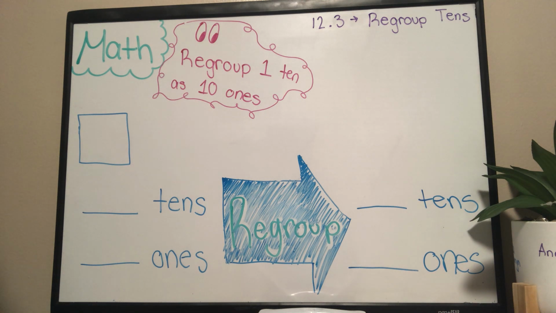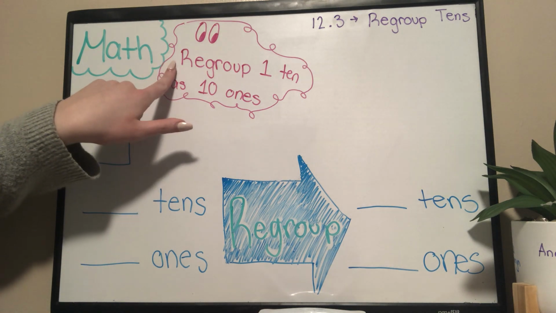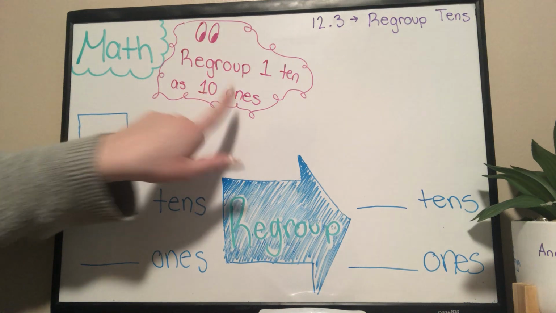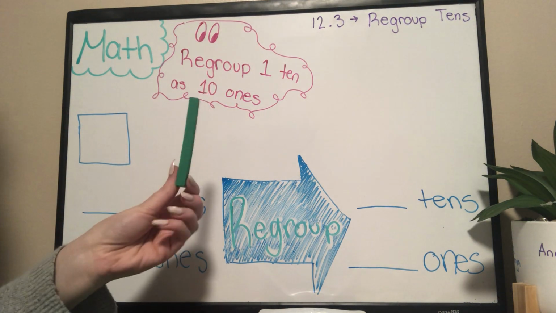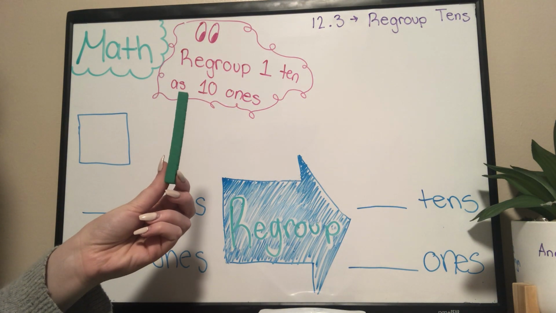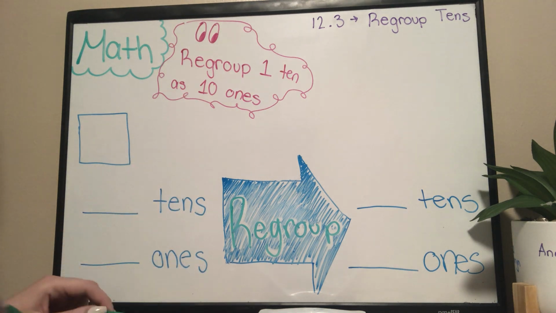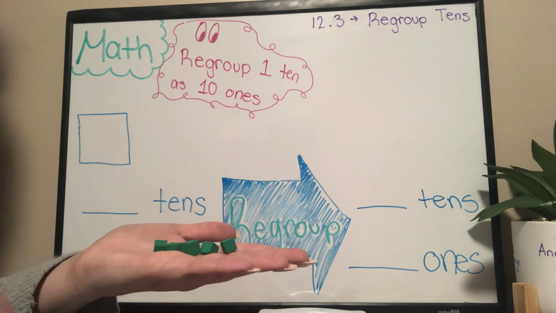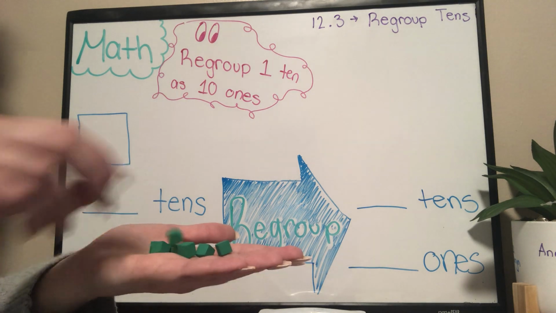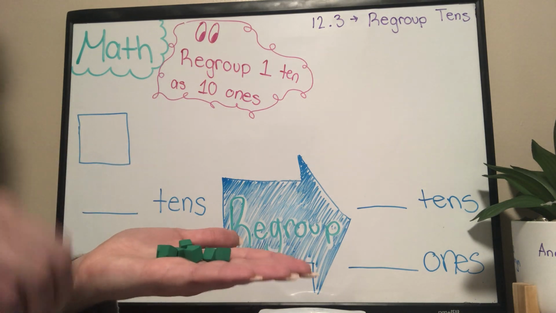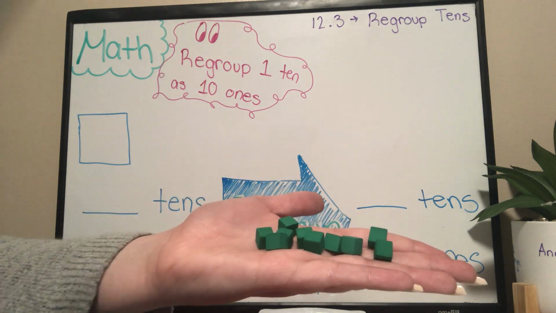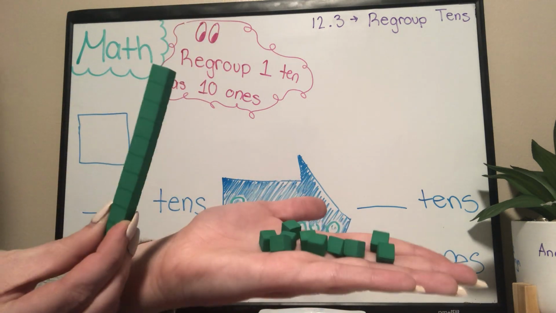And our quick tip for today, remember that you can regroup 1 ten as 10 ones. This 10 stick and these 1, 2, 3, 4, 5, 6, 7, 8, 9, 10. These, can you see, 10 ones and 1 ten, they're the same thing.